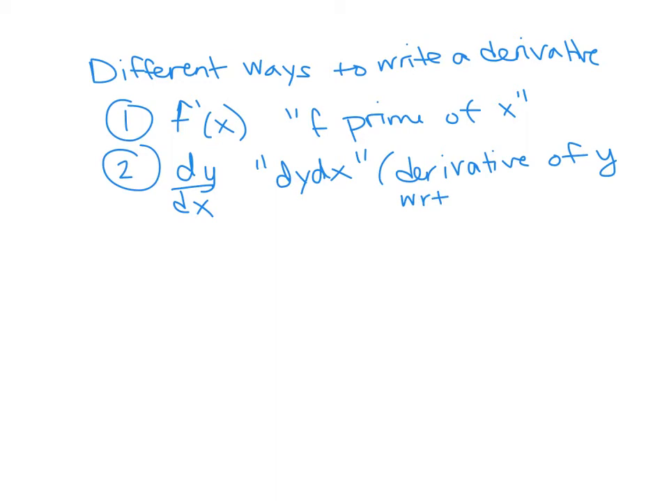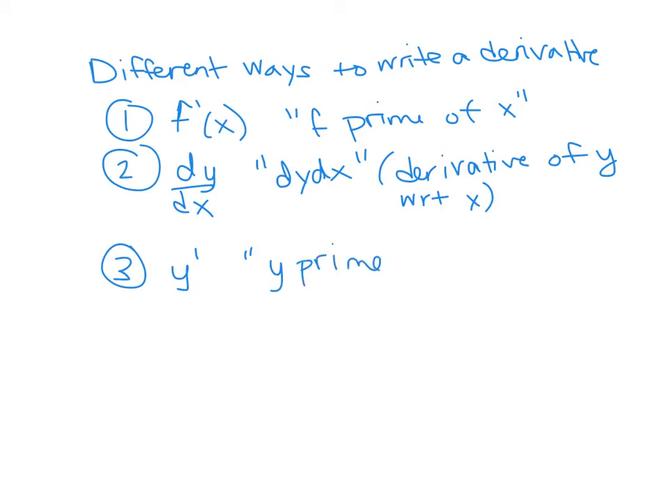I'm going to abbreviate with respect to as WRT, by the way. You might have a college professor that does that. If you ever see WRT, it means with respect to. Okay, the other one that you're going to see quite a lot, and I like to use this one a lot because it's short and it's quick to write, is this one. We just say that this one is y prime.